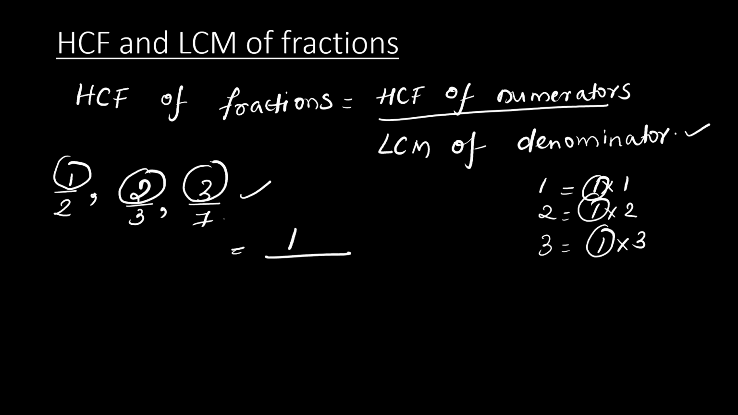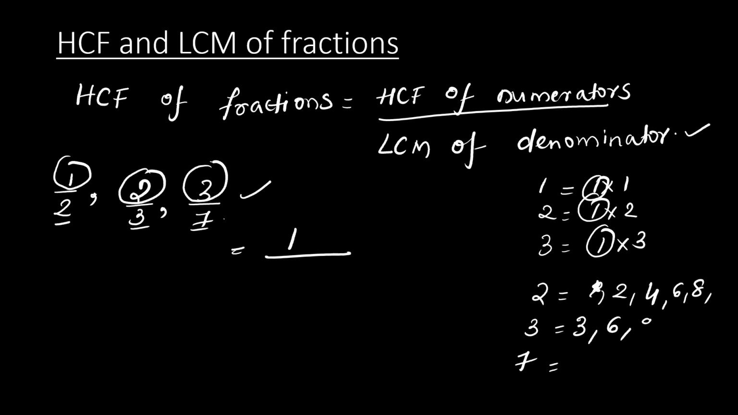Now we will find the LCM of denominators. Denominators are 2, 3 and 7. What is the least common multiple of 2, 3 and 7? Multiples of 2 are 2, 4, 6, 8. There are so many multiples. Now again multiples of 3: 3, 6, 9, 12, etc. Now 7: 7, 14, then 21, 28, 35.